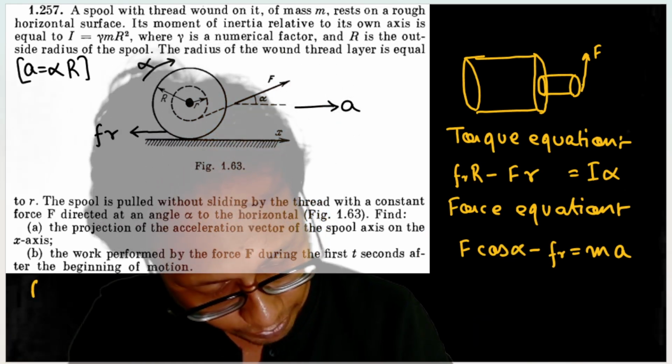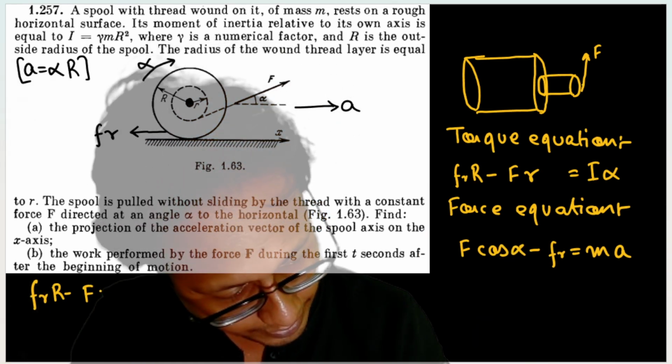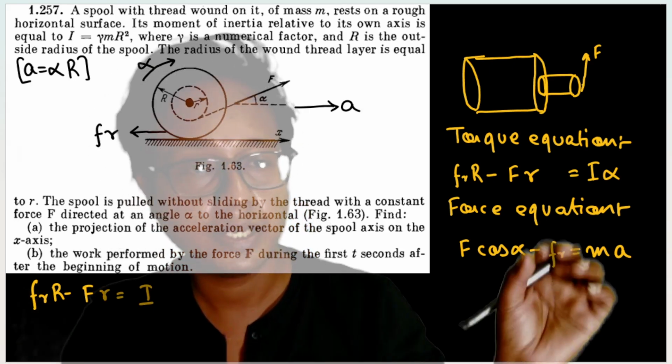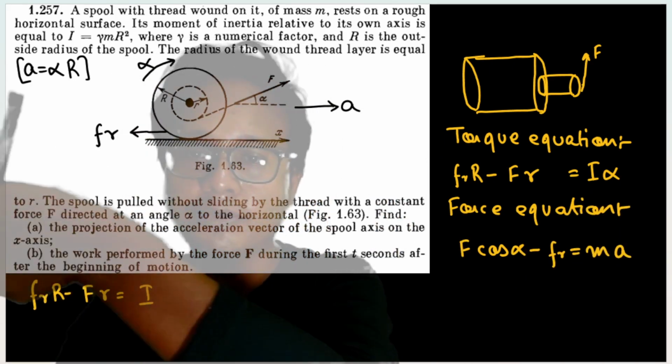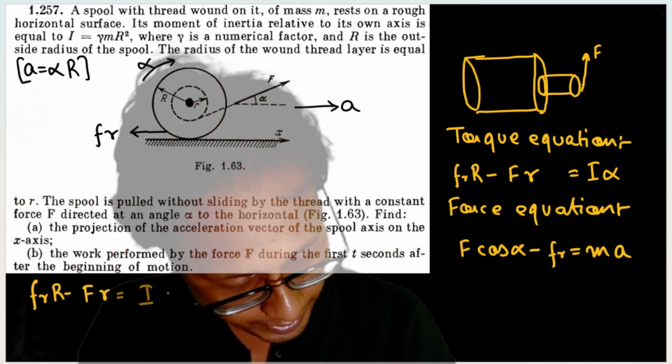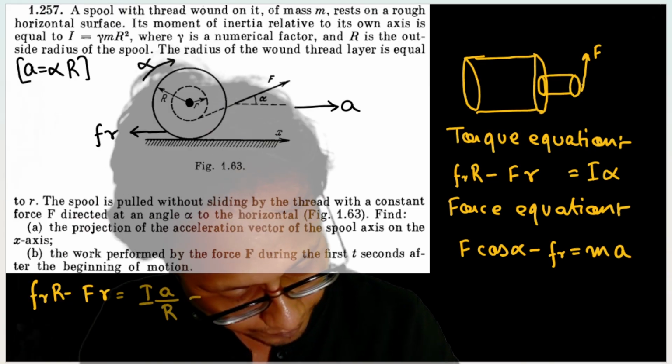Okay. So let's take the torque equation. F_r into capital R minus F into r is equal to I alpha. Let's substitute the value of alpha. Alpha is nothing but a by R.